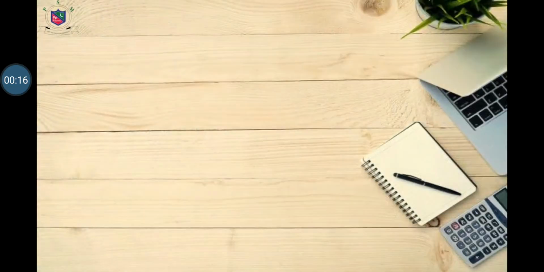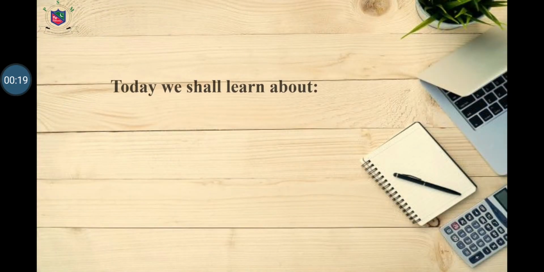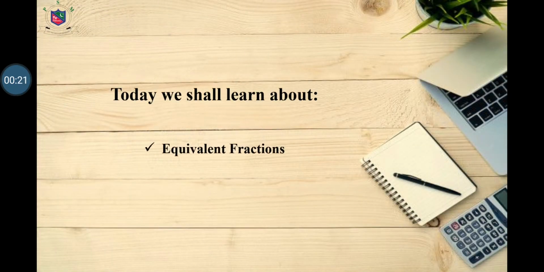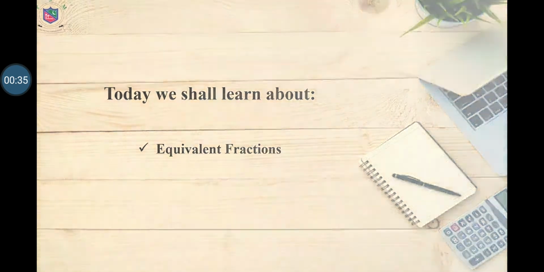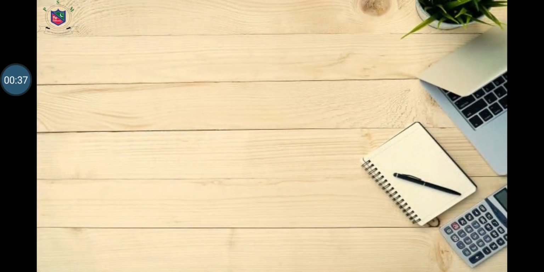My dear students, our today's topic is about equivalent fractions. As in the previous lesson, we have studied a little about the types of fractions, but we have studied in detail about the like fractions. So today we are going to study about equivalent fractions.